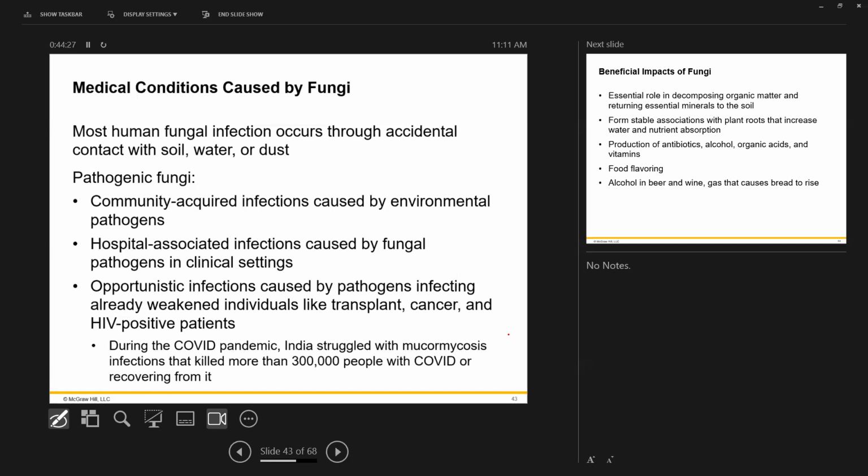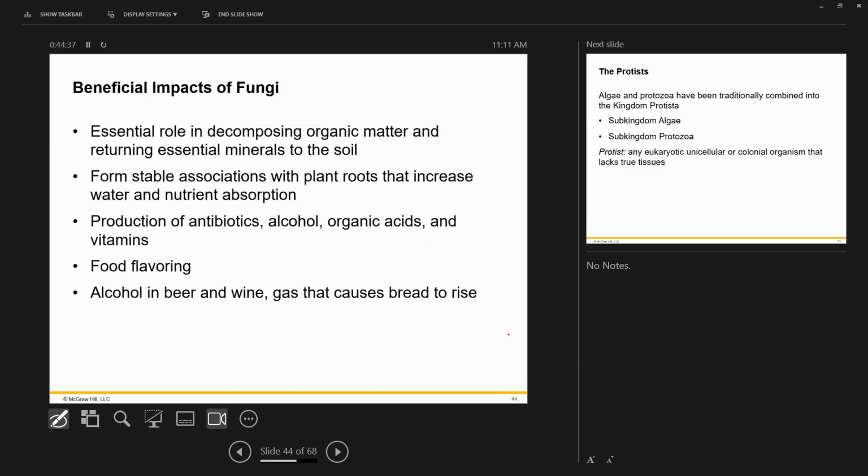Most of the time though, most other fungal situations that cause disease will be when you have a lowered immune system, is what I'm trying to say. So they're opportunistic. They're taking advantage of the fact that your immune system is lowered, very commonly seen with HIV. We already know fungi are used for food and things like that.